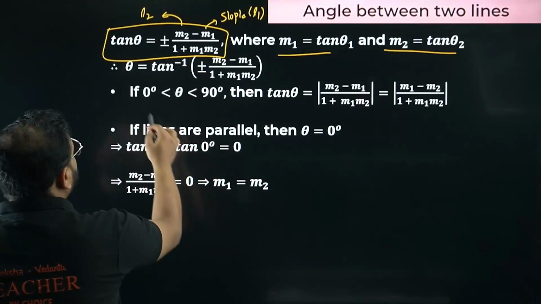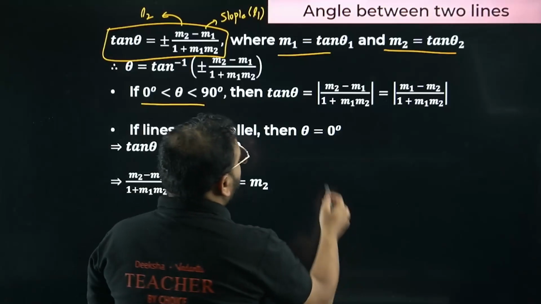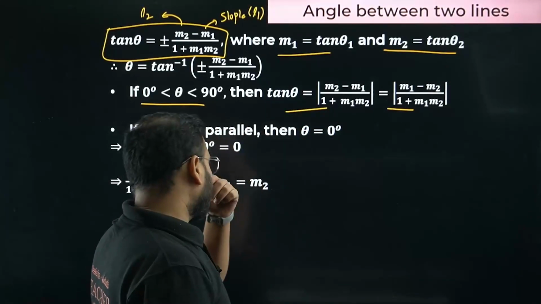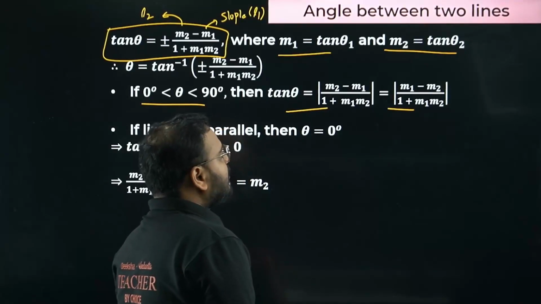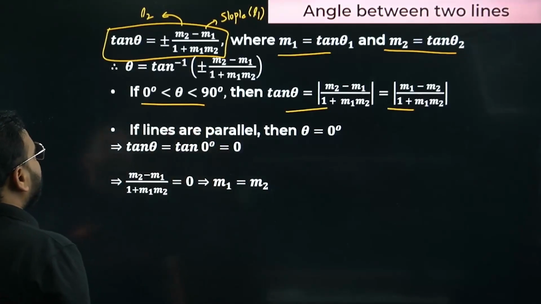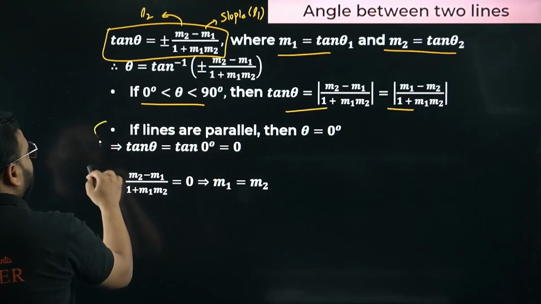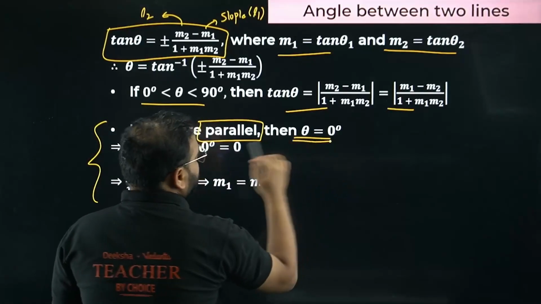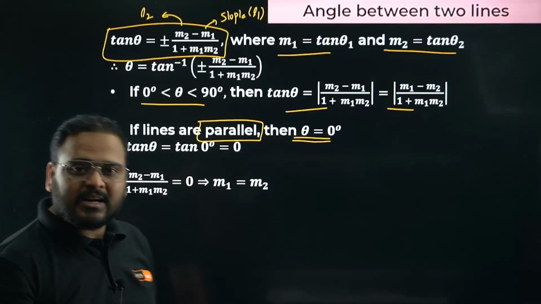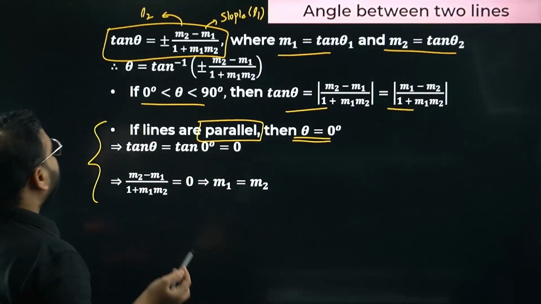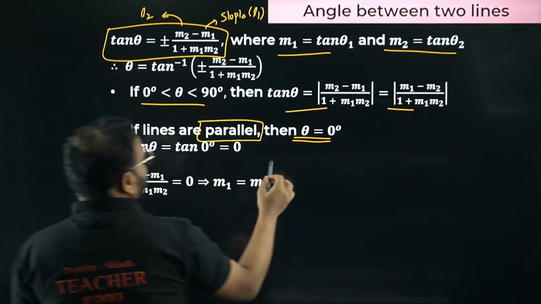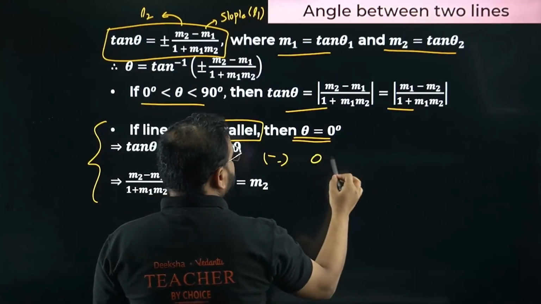If you take the acute angle, you can take only the positive sign: M2 minus M1 upon 1 plus M1 M2, or M1 minus M2 upon 1 plus M1 M2. Now, very important: if the lines are parallel, then theta will be 0. Parallel means theta is 0. In that case you get this part as 0, so M1 equals M2. You get 0 equals this big fraction.